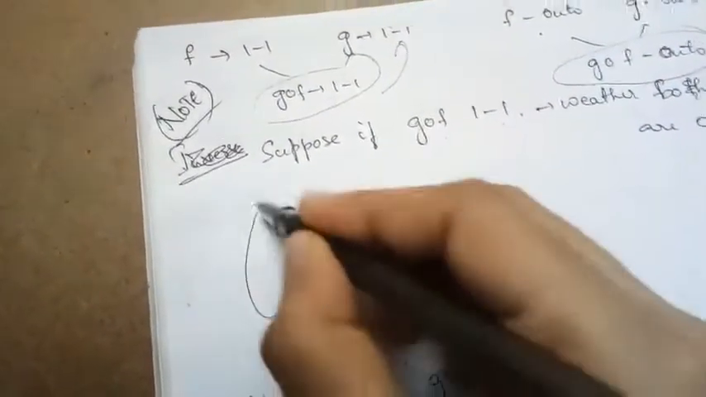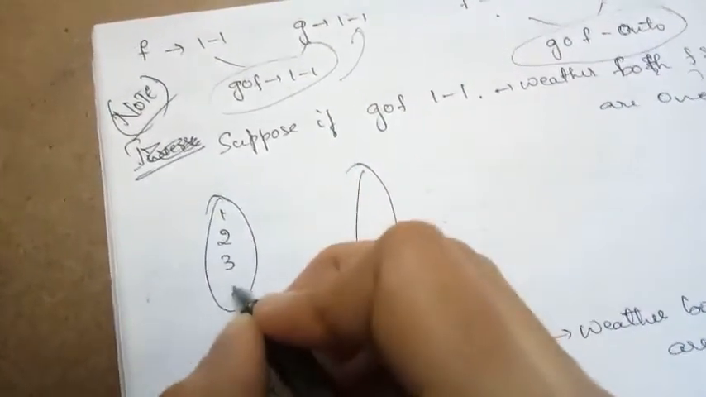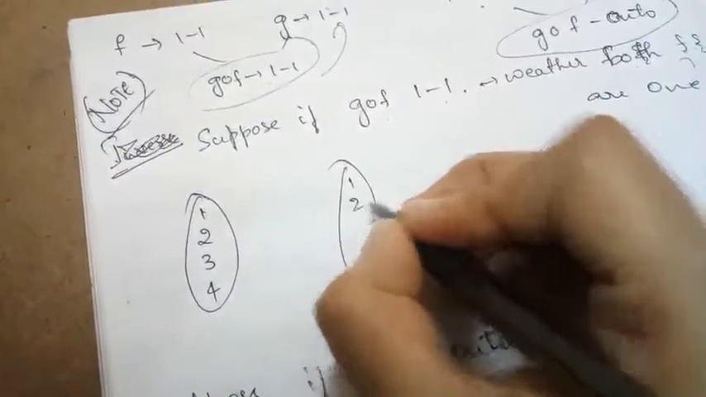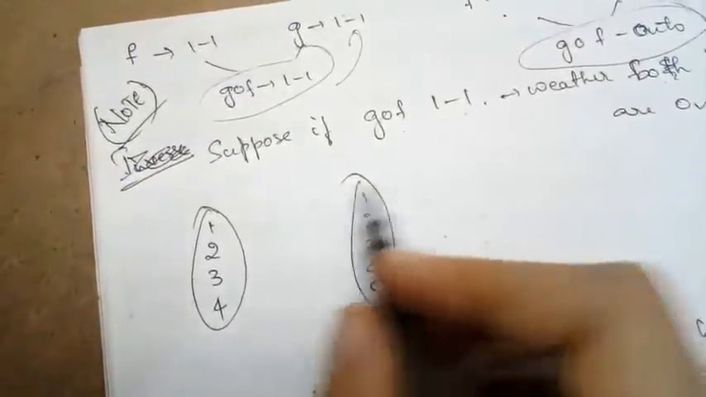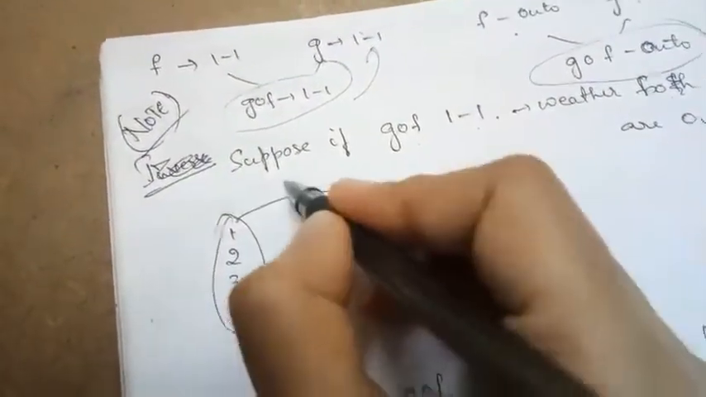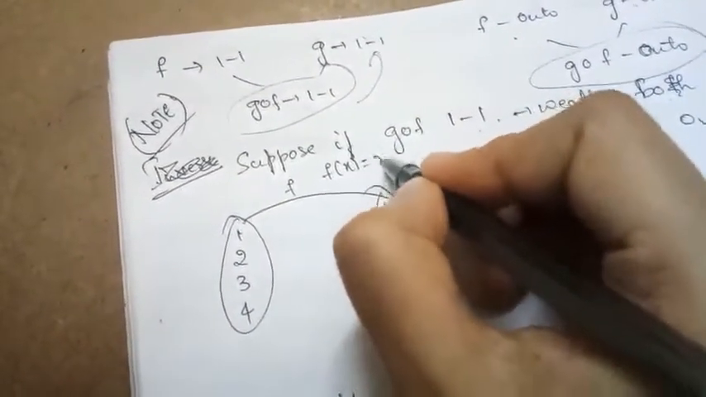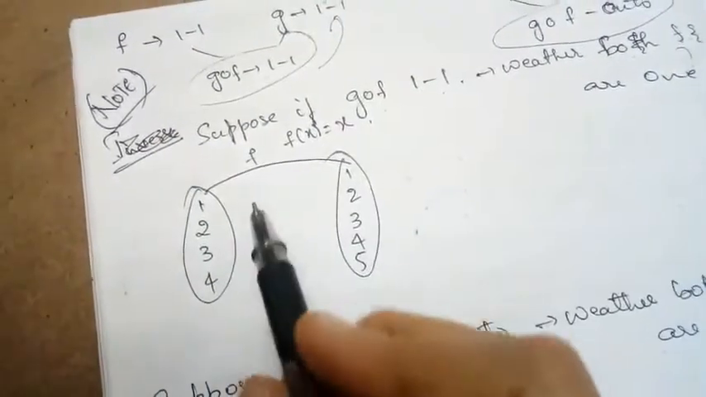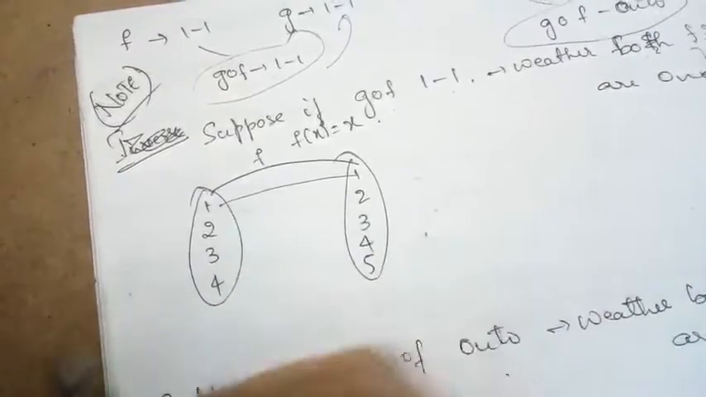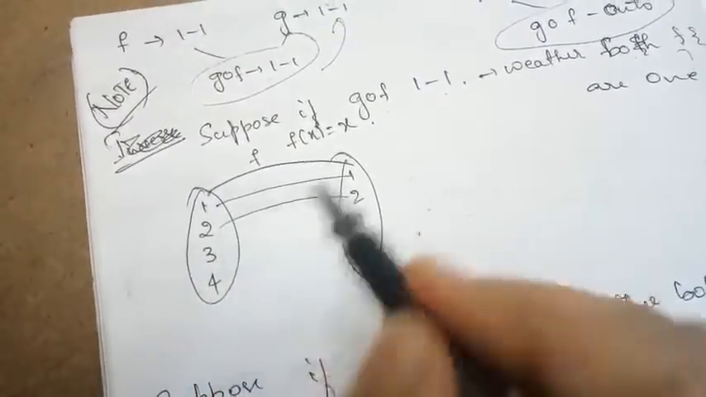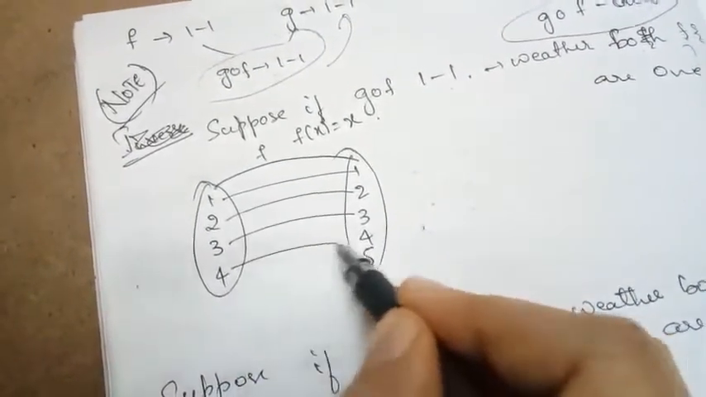I am taking the set A as 1, 2, 3 and 4, and set B has 1, 2, 3, 4, 5. The function f is defined from these two sets as f of x is equal to x. So f of x is equal to x means, if I take x is equal to 1, f of x is also 1. If I take x is equal to 2, f of x is 2. x is equal to 3 means f of x is 3. x is equal to 4 means f of x is 4.